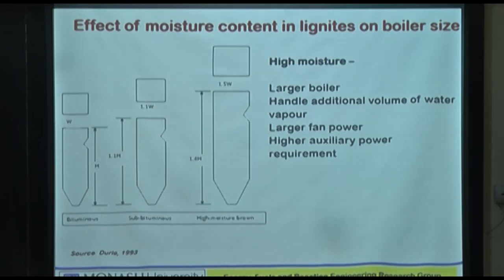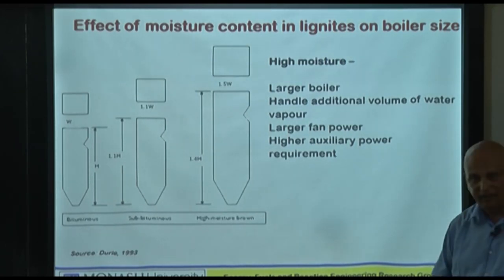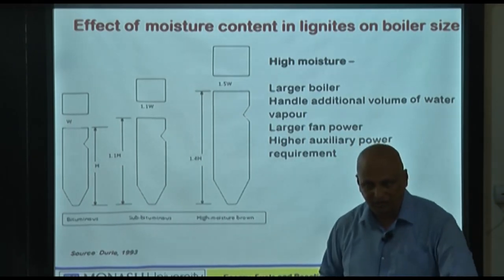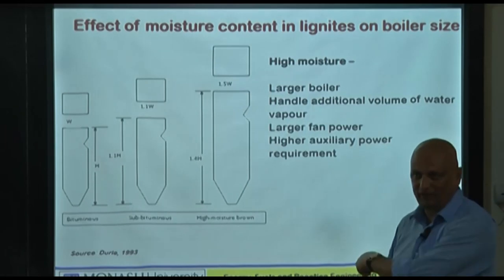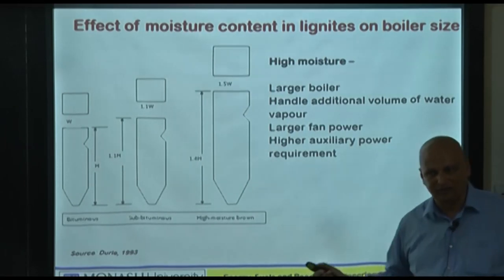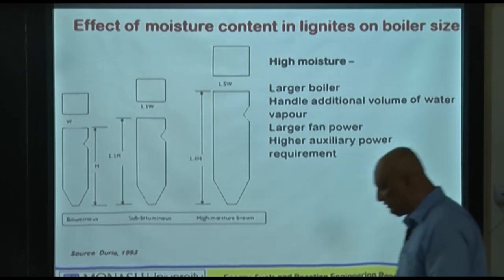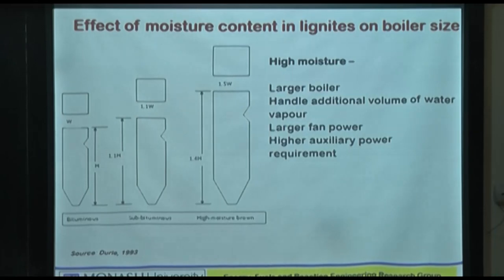So that is the impetus for carrying out pre-drying of the coal, reduce the moisture, and then feed it into the boiler so that the boiler becomes a lot smaller to start with. Okay? So that's the effect of the moisture content. And I have listed a few other advantages of drying. So that's why drying is necessary.